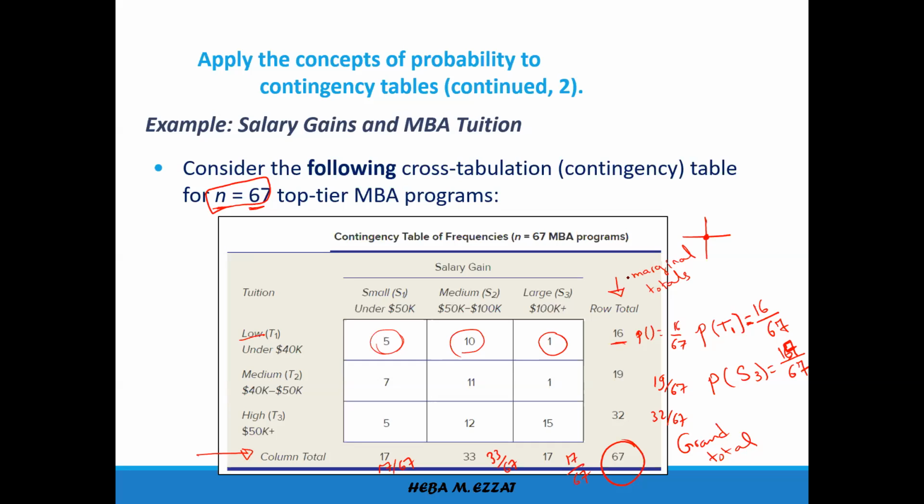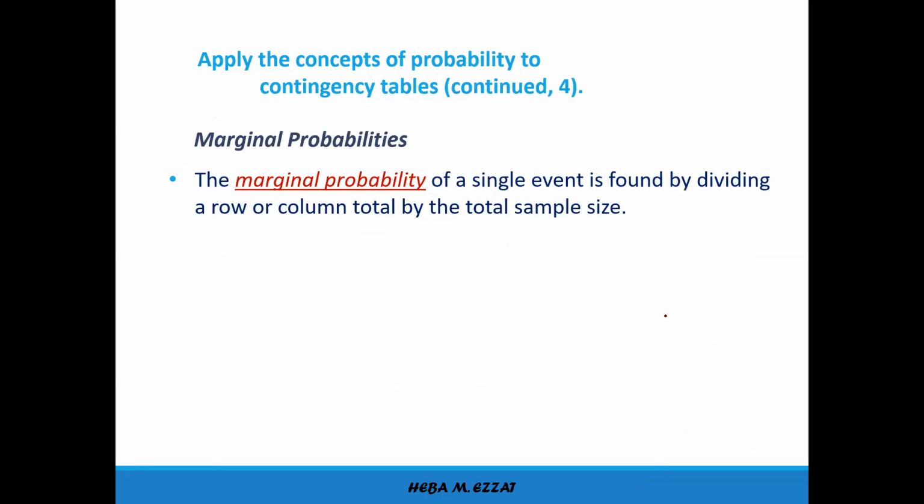So all these probabilities at the end of, or the totals of, the columns and the rows are called marginal probabilities.